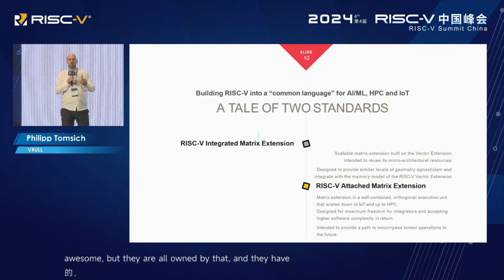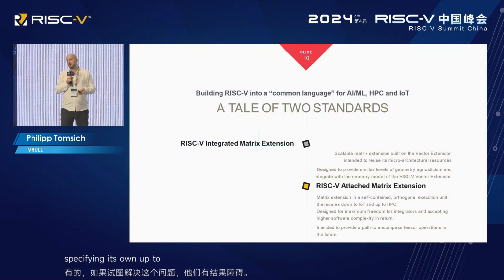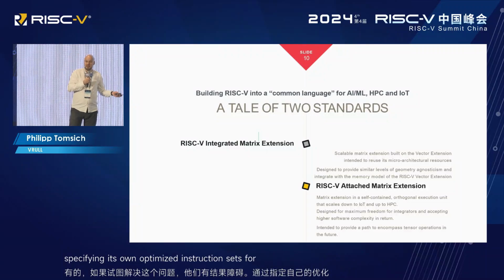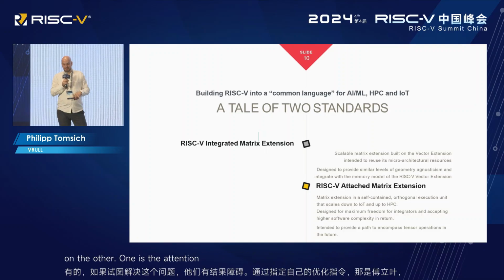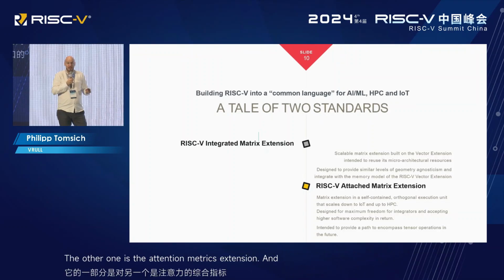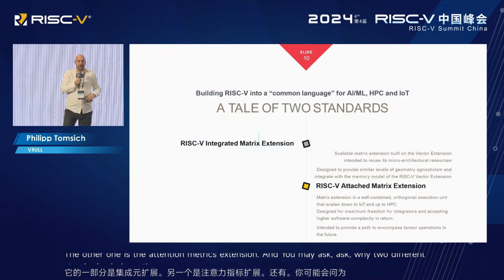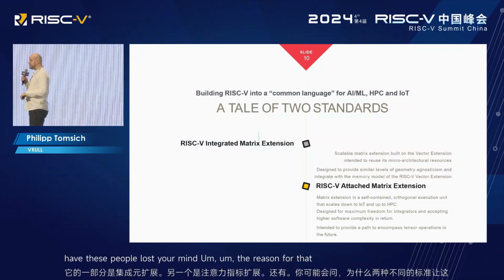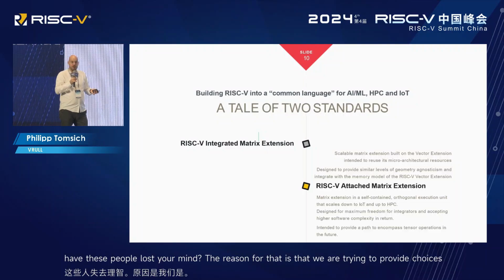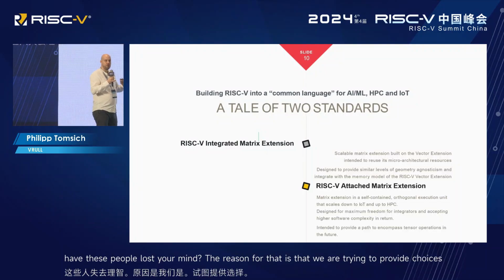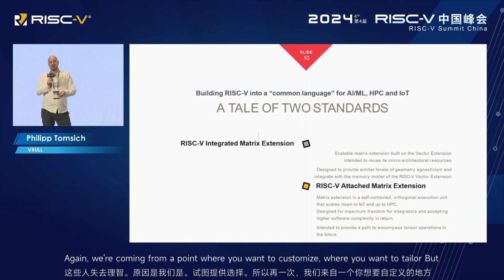RISC-V is trying to address this by specifying its own optimized instruction sets for AI. Part of it is the integrated matrix extension. The other one is the attached matrix extension. And you may ask, why two different standards? Have these people lost their mind? The reason for that is that we are trying to provide choice. So again, we're coming from a point where you want to customize, where you want to tailor, but we're at the same time trying to standardize.